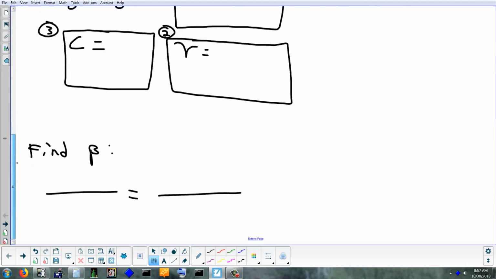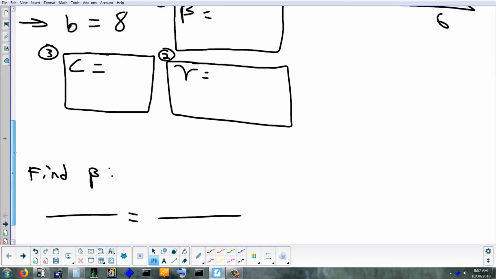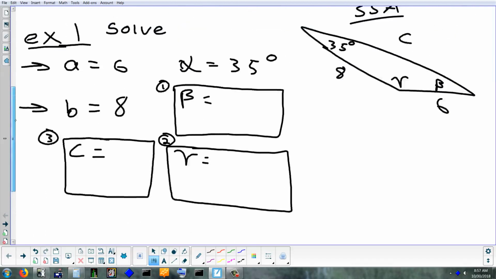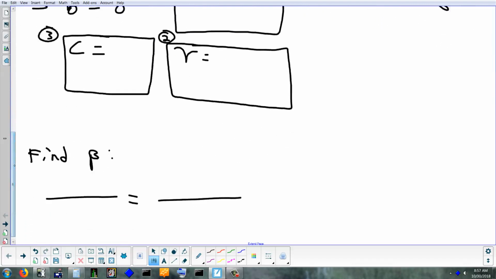All right. Do you remember what goes in the top? A? Nope. Sides go in the bottom. Oh. So anyone help him out? What's going to go in the top, Chris? Would it be the sine 35 over 6? Yep. So it's going to be sine 35 over 6. So sine of an angle, divide by what's across from it. Sine of another angle, divide by what's across from it.